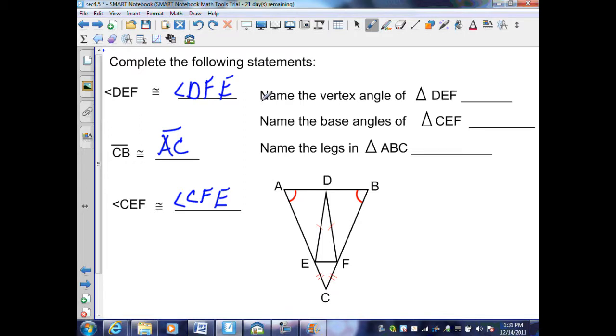Next, they want us to name the vertex angle of triangle DEF. The vertex angle of triangle DEF is the angle formed by the two legs. Therefore, that would be angle EDF. Next, they want us to name the base angles of triangle CEF. The legs in triangle CEF are CE and CF. The base angles are opposite those legs, which are angle CEF and angle CFE.